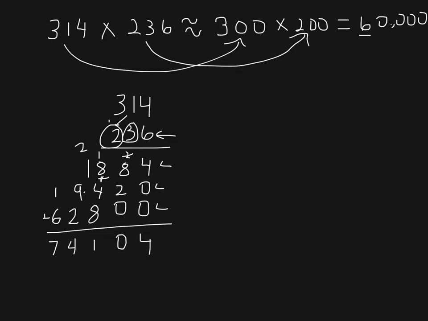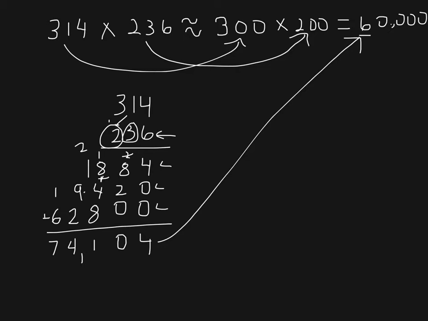My final answer is 74,104. I'm going to look back over here at my estimate and make sure that I was close. And indeed I was. Now it may seem like 74,000 is a lot more than 60,000, but really what we're trying to do here is make sure that we have the right number of digits in our answer, that we don't have too many digits.